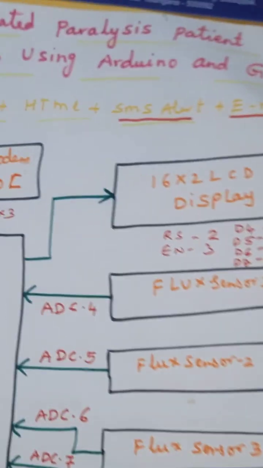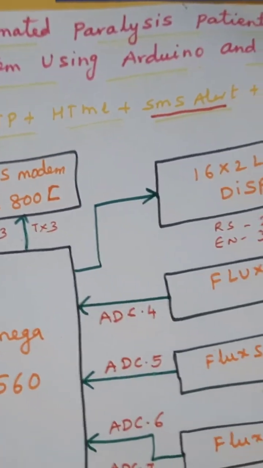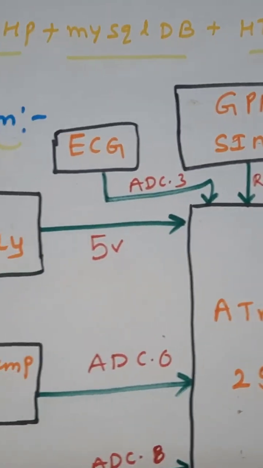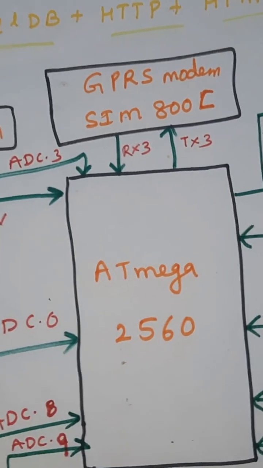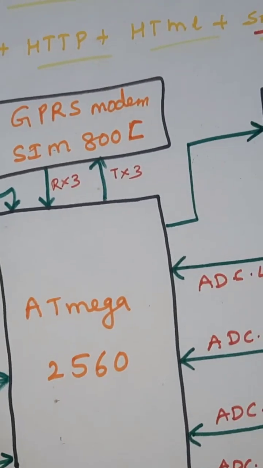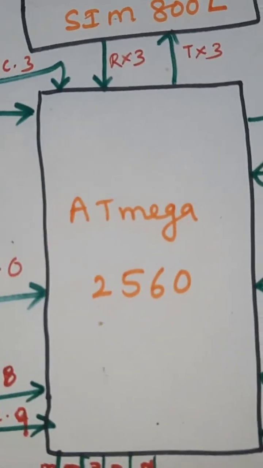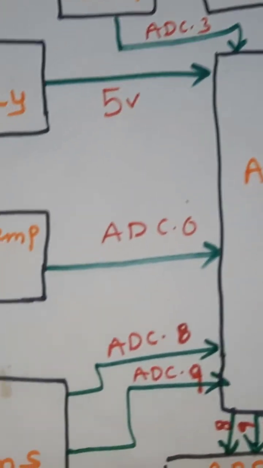The project title is IoT based paralysis patient healthcare monitoring system using IoT and a GPRS modem SIM800C. Here we are using a 0 to 9 volts adapter power source. It sends 5 volts pure DC output, connected to the ATmega2560 board, the Atmel company IC.